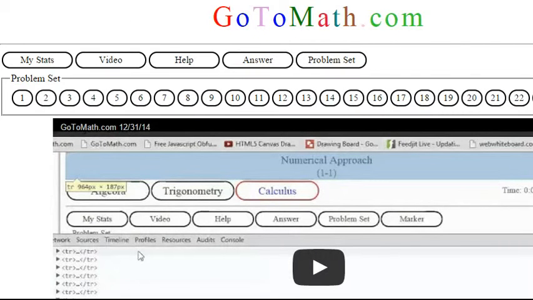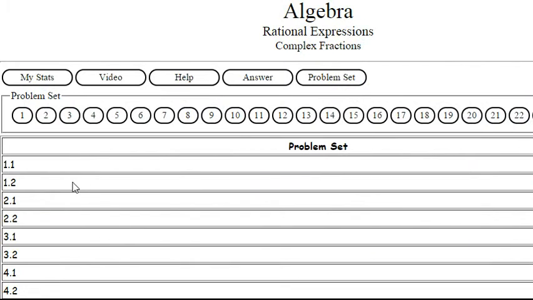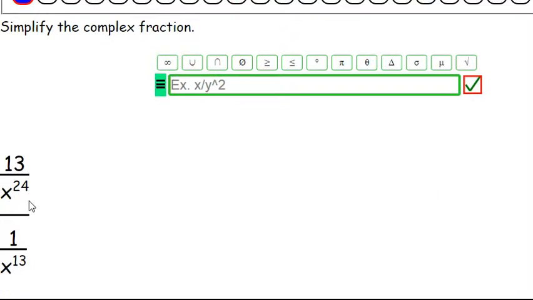Okay, we're over here at go-to-math.com. Click on the algebra. Let's go down to complex fractions. 1.2 is what we're looking at. Okay, so this is the better form, I guess. We've got 13 over x to the 24th, and that's all over 1 over x to the 13th, and we want to simplify this complex fraction.